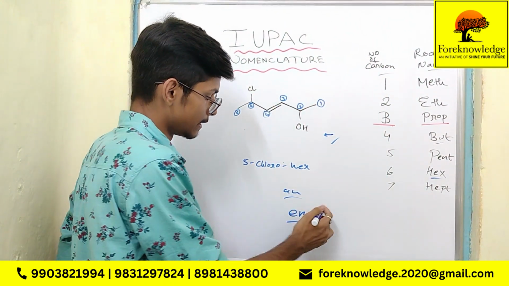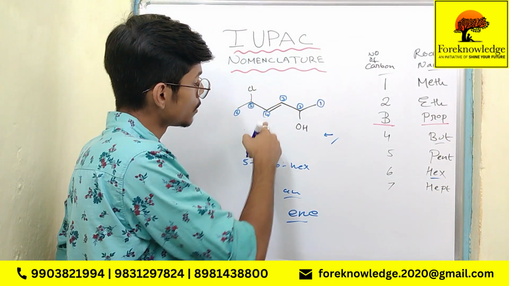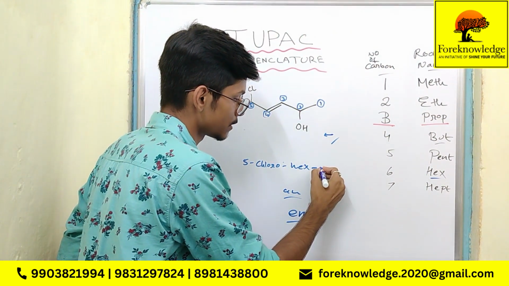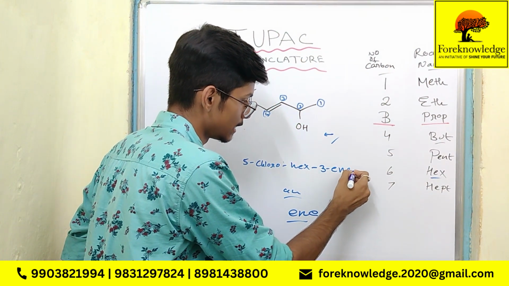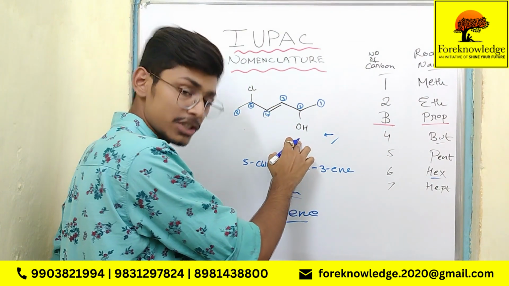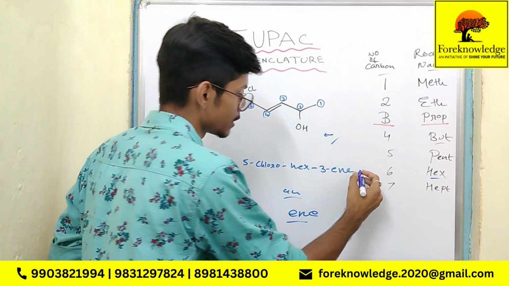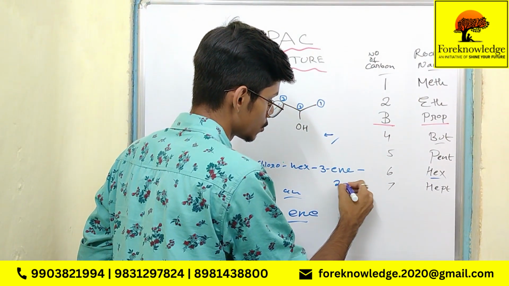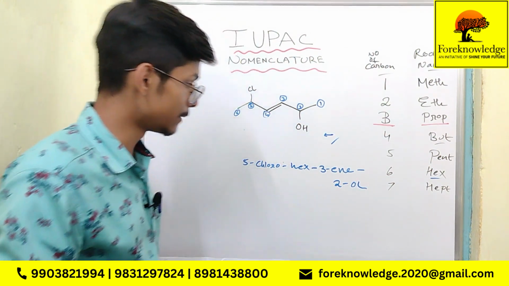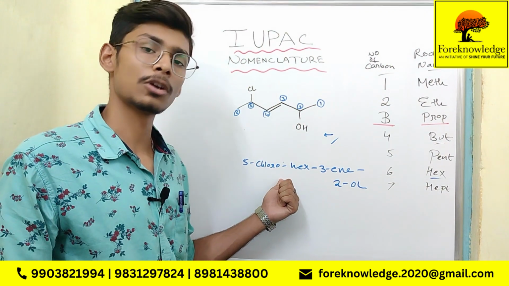So we will write en. Okay. So at third position, a double bond is present. So 3-ene. And then at last we write the functional group. So at second position, the functional group is present. So 2-ol. Okay. So now tell me, is this IUPAC nomenclature name correct?